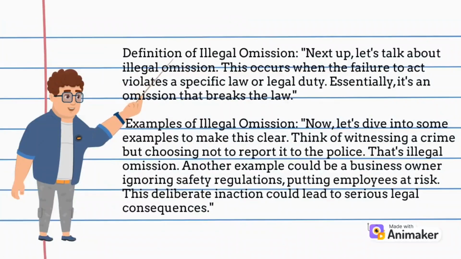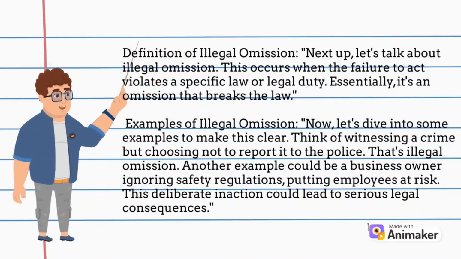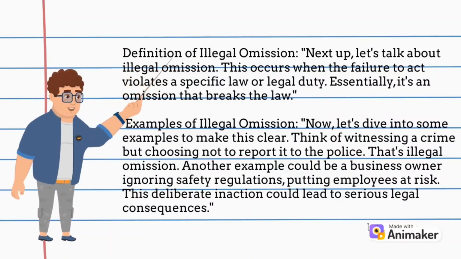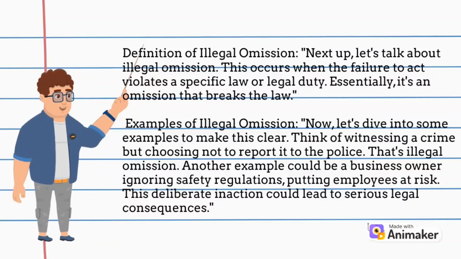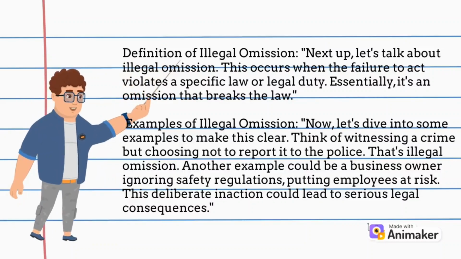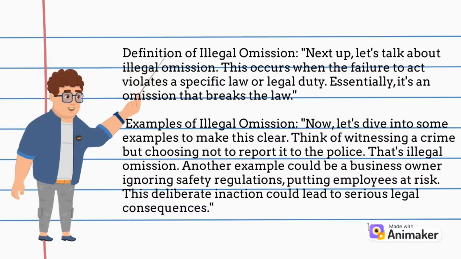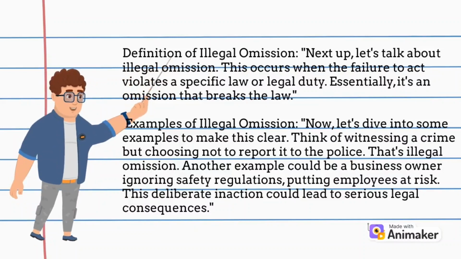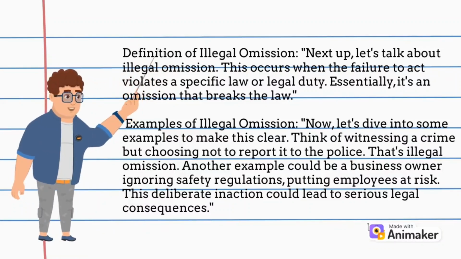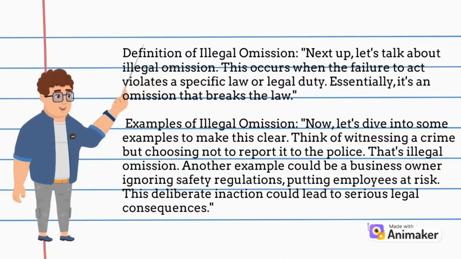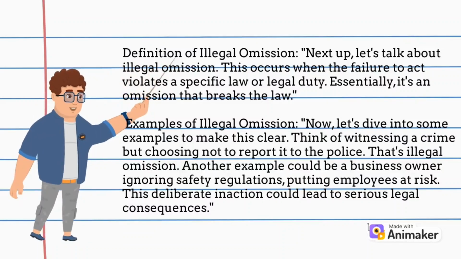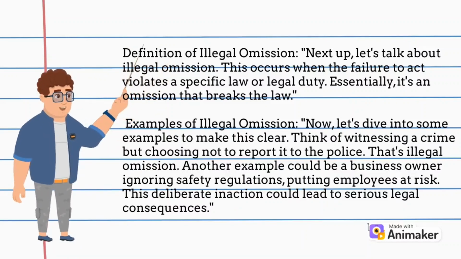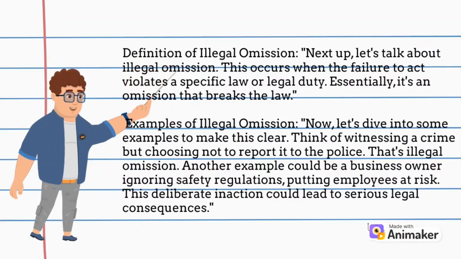Next, let's talk about illegal omission. This occurs when the failure to act violates a specific law or a legal duty. Essentially, it's an omission that breaks the law. Think of witnessing a crime but choosing not to report it to the police. That's illegal omission. Another example could be a business owner ignoring safety regulations, putting employees at risk. This deliberate inaction could lead to serious legal consequences.